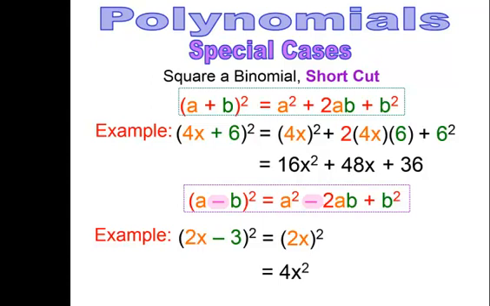Your middle term is always going to be 2 times the two terms inside multiplied together. So the middle term here is going to be 2 times 2x times 3. So remember, it's always going to be a minus for the middle term when you have a minus inside the binomial. So you're going to end up with 12x. And then last term, the last term is always going to be whatever the last term is squared, and always plus. So you're going to end up with a plus 9.